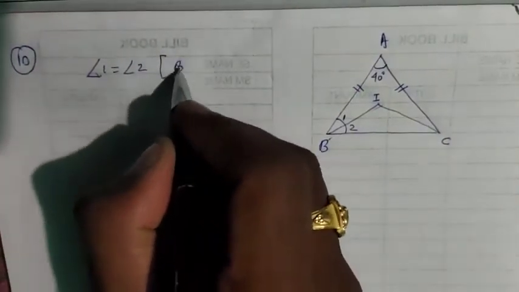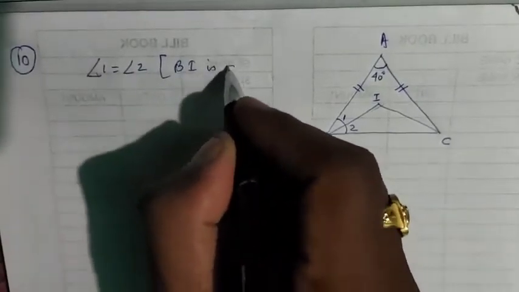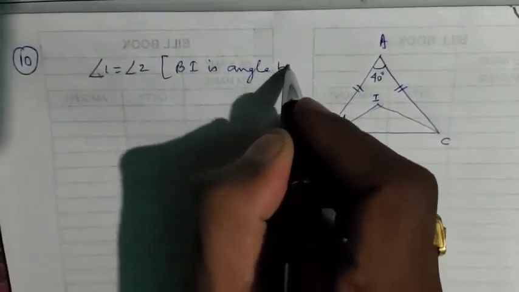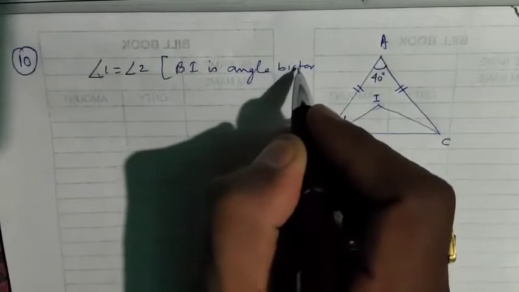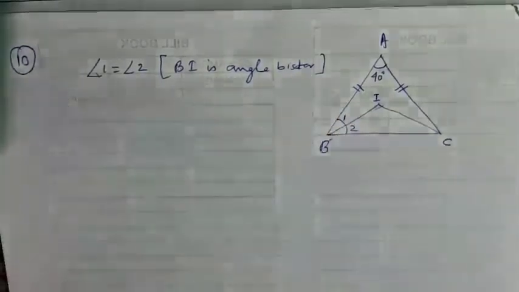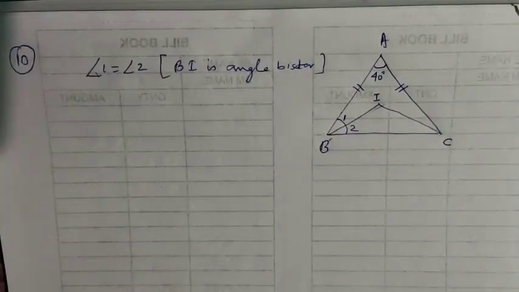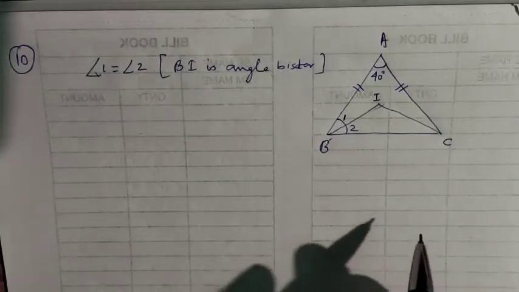Why? We will give the reason. BI is angle bisector. Next statement says, and CI is also the bisector.